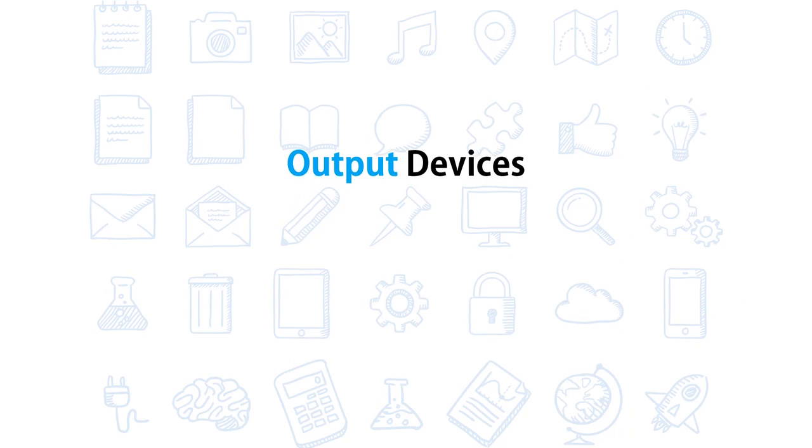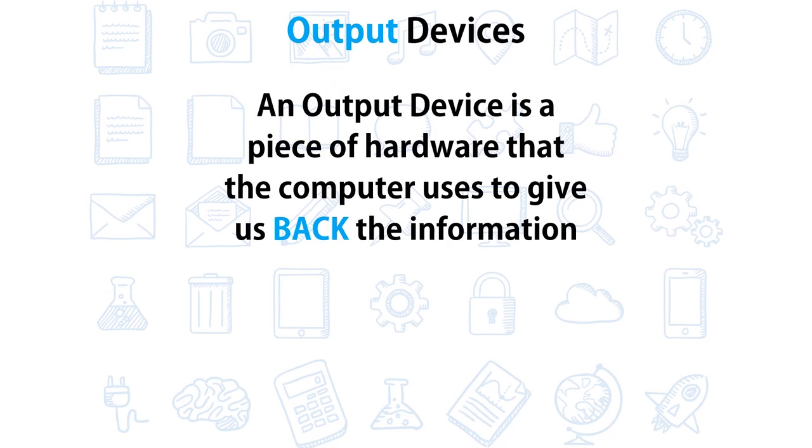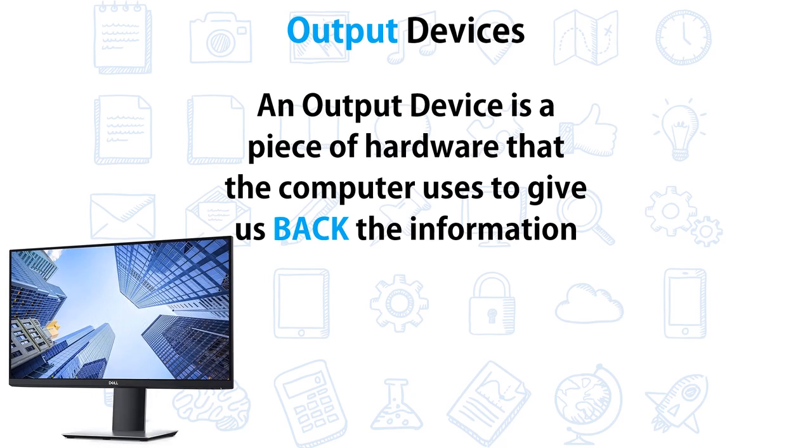Output devices. An output device is a piece of hardware that the computer uses to give us back the information. Remember, we gave the information to the computer using the input devices. Now it is the computer's turn to give us back the information. And to do so, the computer uses the output devices, like the screen.